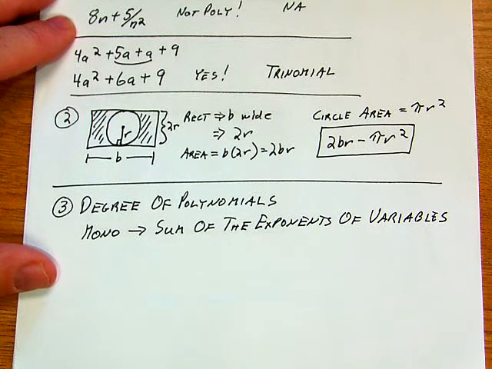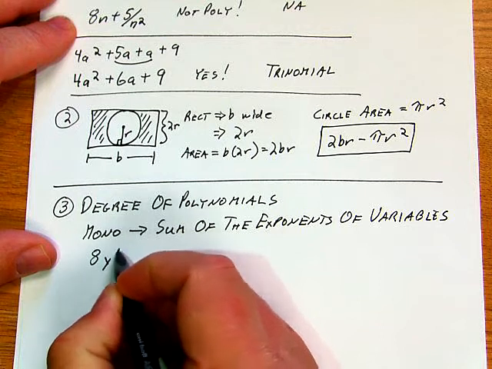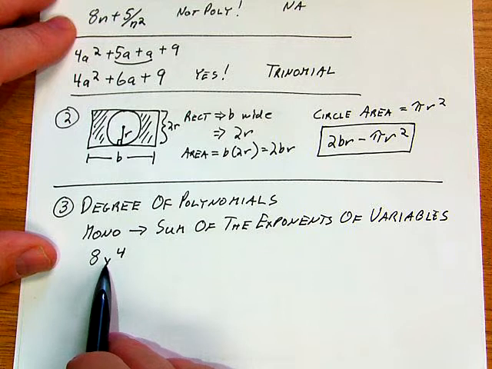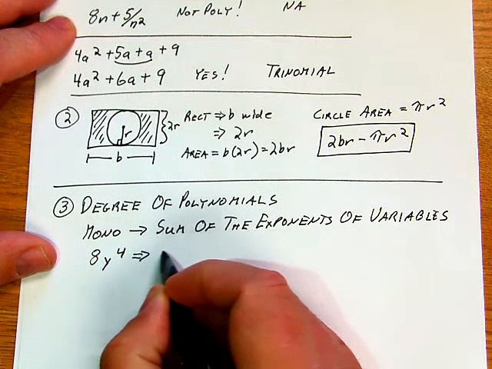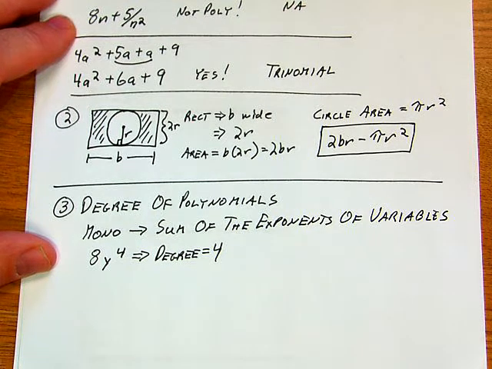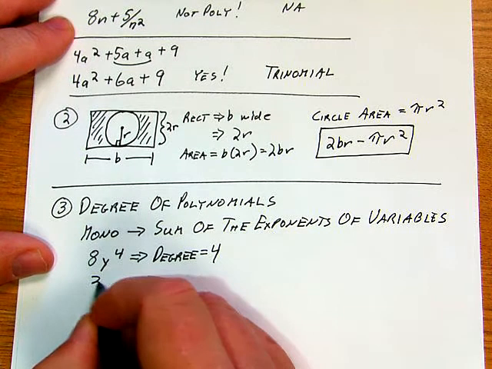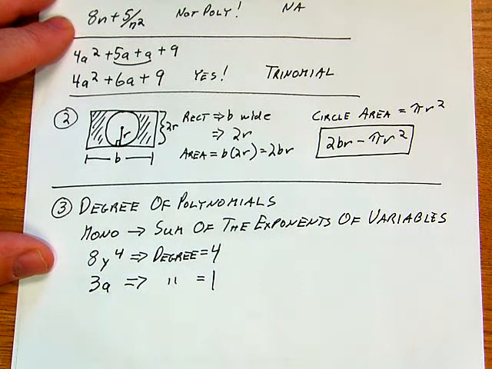What does that mean? Well, take a look at a monomial, something like this, 8y to the fourth. What are all my variables? Well, there's only one variable, y, and what is the sum of its exponents? 4. So its degree is equal to 4. What if I had this term? What if I had 3a? Well, its degree is 1 because a's exponent is 1 and there's no other variables.